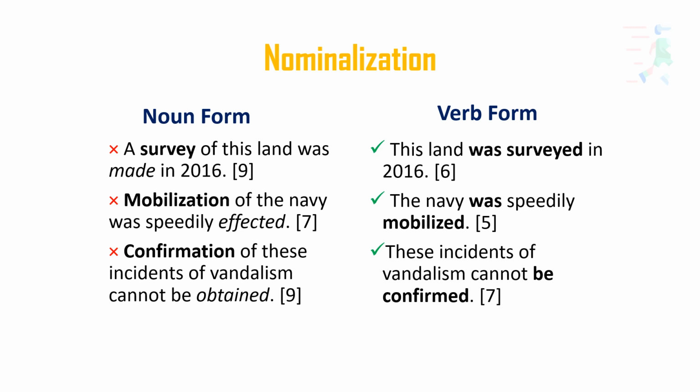Notice that in each case of nominalization, a verb with relatively little meaning is included. For example, made in the first example, effected in the second, and obtained in the third. Although the examples to the right all employ the passive voice, this is fine because it's warranted based on what we said earlier about obvious and mundane subjects.